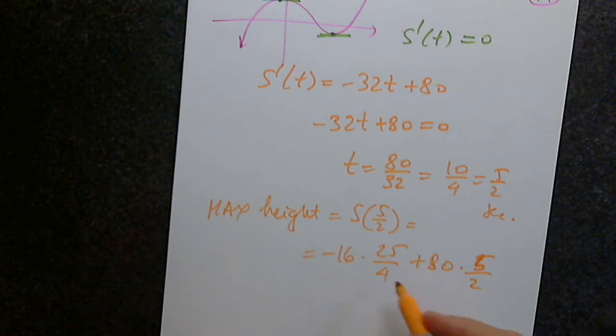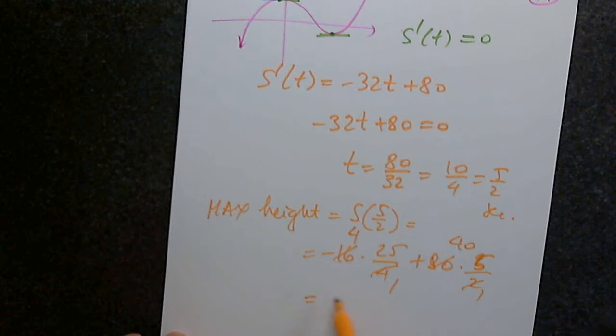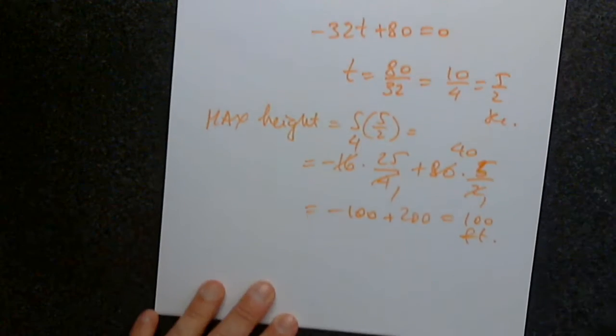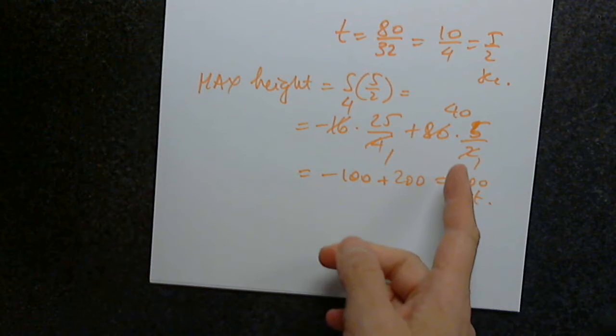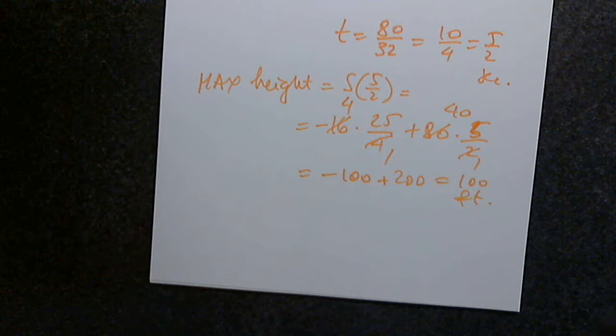So I'll simplify, of course. I'm not going to multiply. So negative 4 times 25 is negative 100, and 5 times 40 is 200. So this is 100 feet. So this says that the particle, or whatever it is, the ball, reaches the maximum height of 100 feet in 5/2, or 2.5 seconds. Any questions on this?